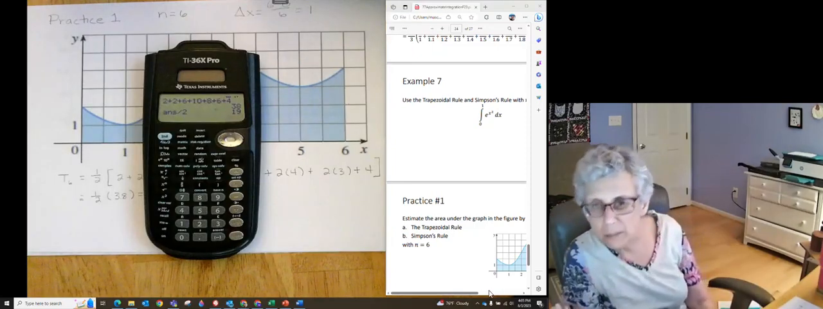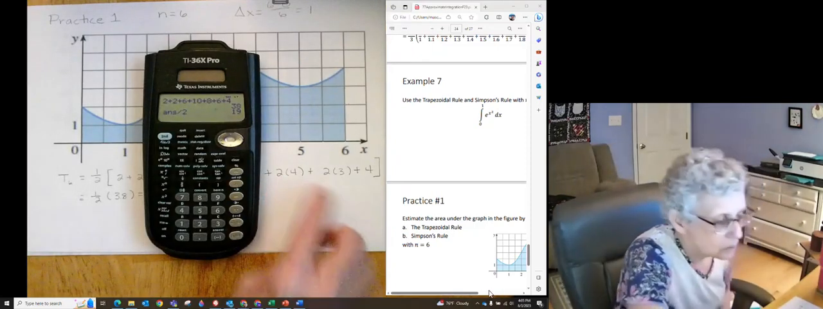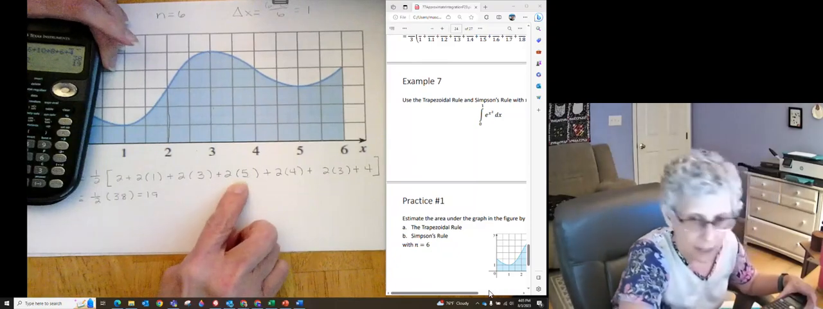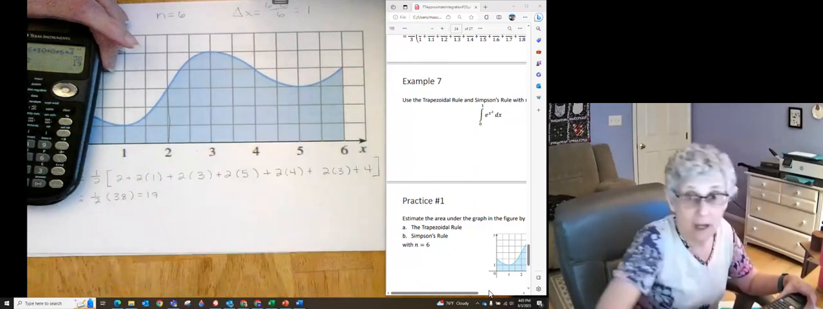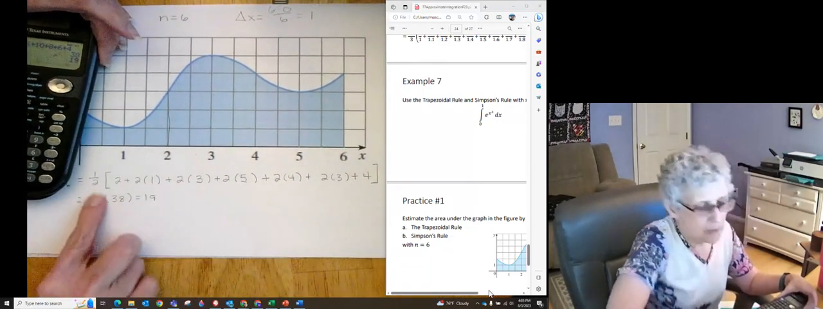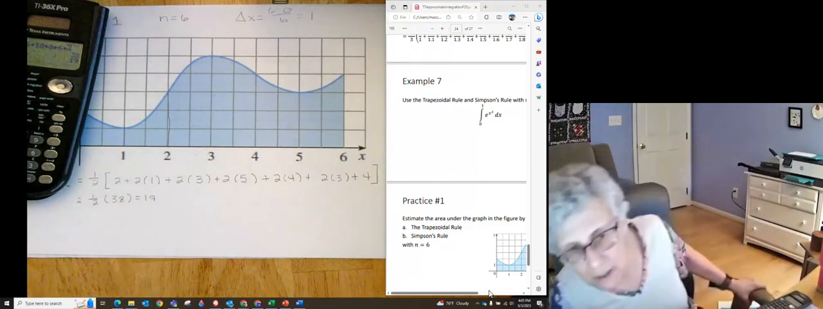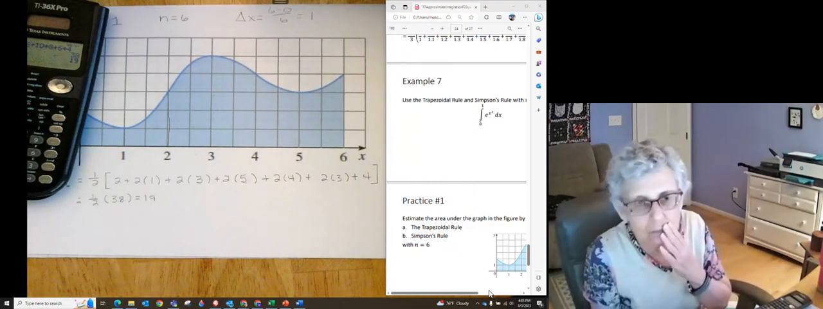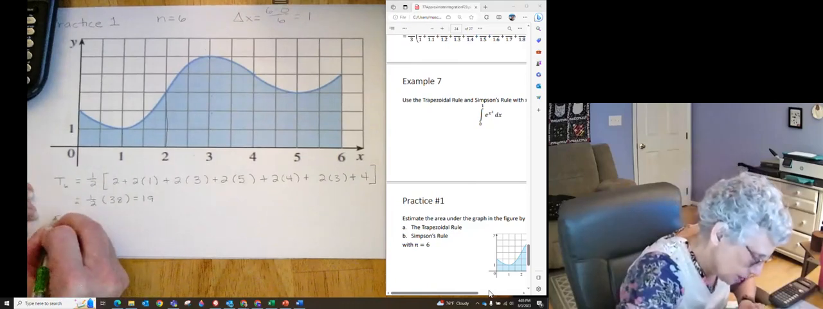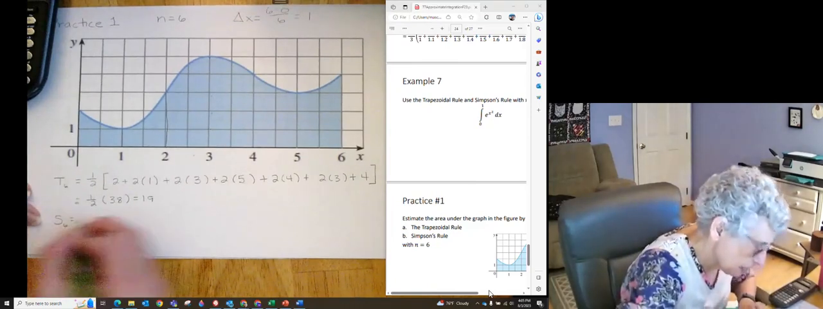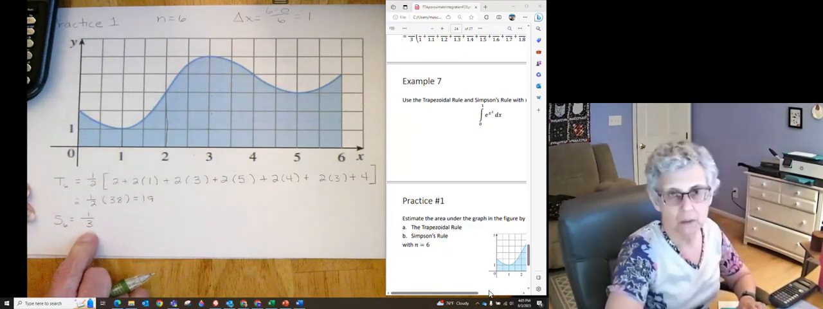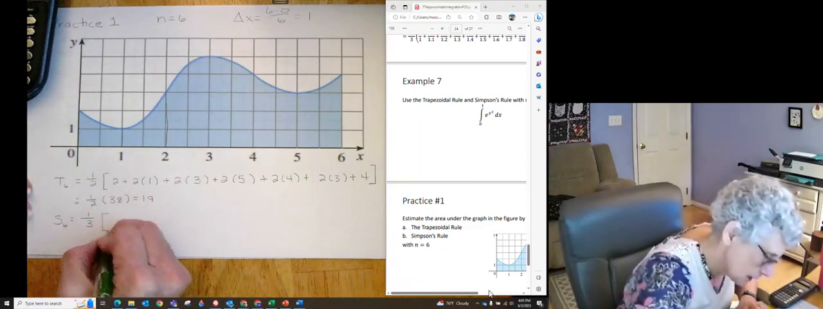Okay, I did do a little bit in my head. I did the multiplying, the 2 times 4, etc. And I did go back and fix that where I had accidentally written down 3 instead of the output at 3. So I do have the right answer here. I added them all up and then I multiplied by 1/2 instead of distributing. So I ended up with 19. And now with Simpson's, we have 1 over 3. Delta x is 1 over 3.